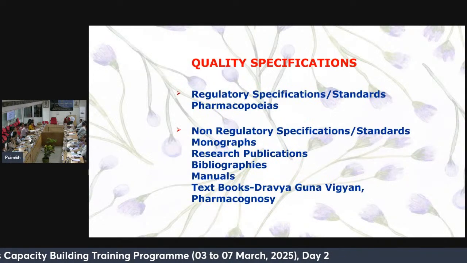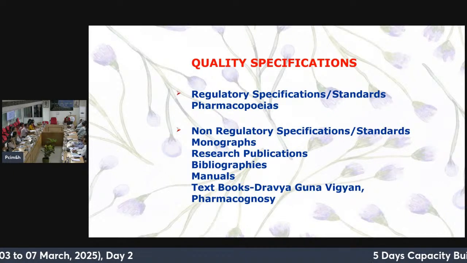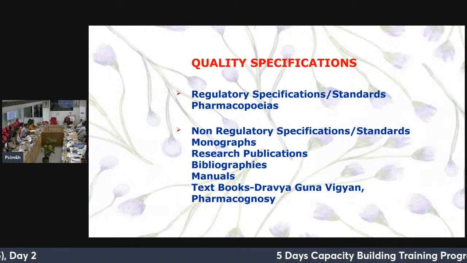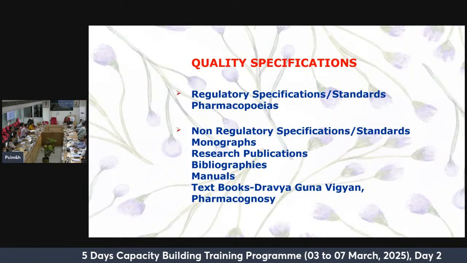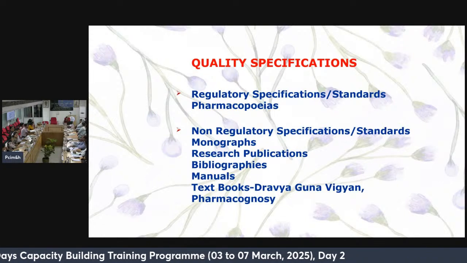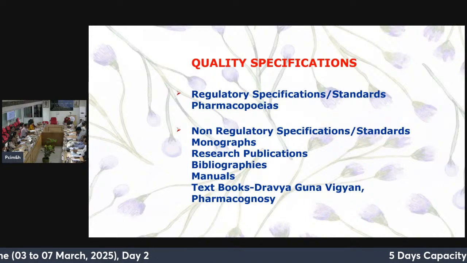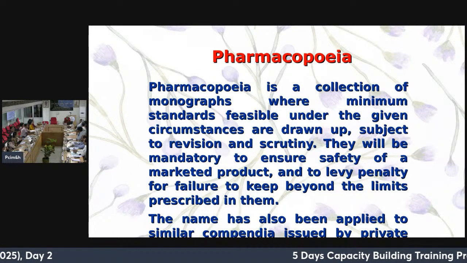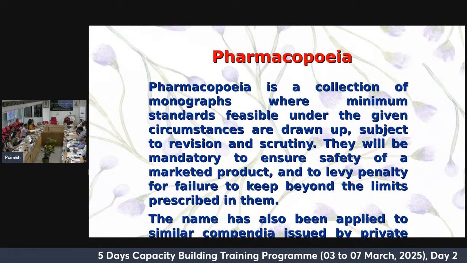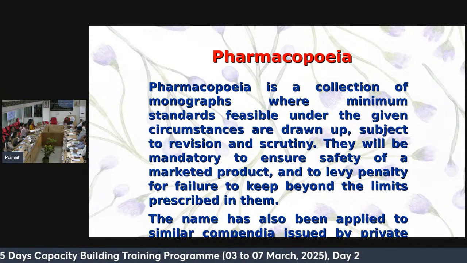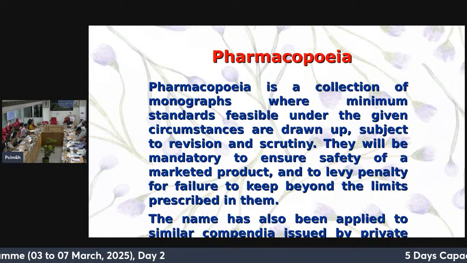Now, when we talk about quality specification, it also comes in two categories. Regulatory specification comes under the pharmacopoeia, and non-regulatory is a different kind, such as research publications, monographs, bibliography, manuals, whatever is other than the pharmacopoeia. This is the definition of pharmacopoeia: in simple words, all the required parameters that come in monograph form are part of the pharmacopoeia.